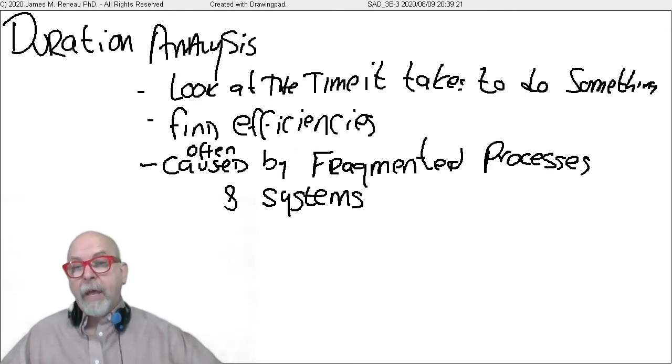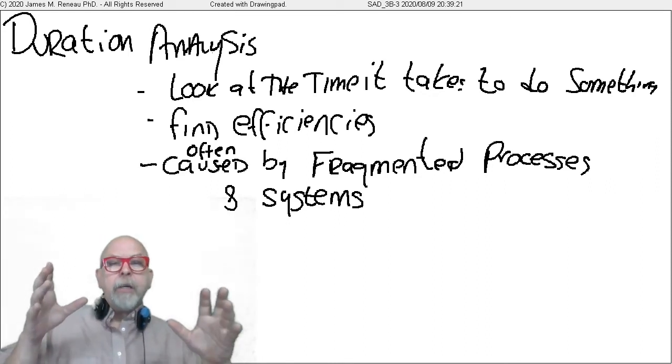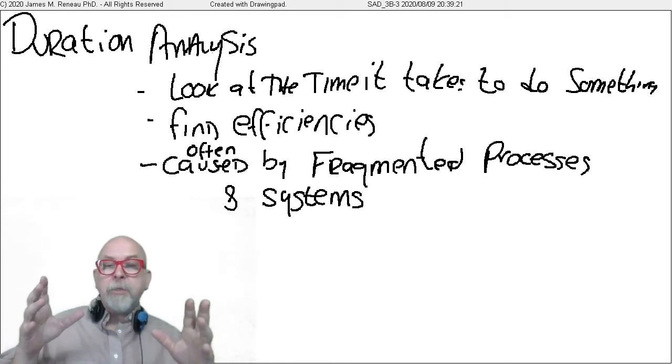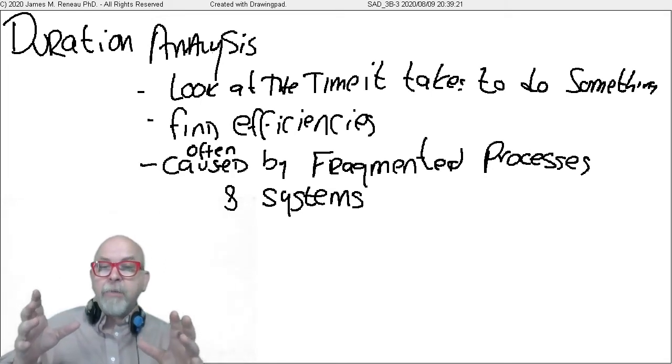There's another type of analysis besides problem and root cause, and it's called duration analysis, where we look at the time it takes to do something, and we find efficiencies in the time to do something.